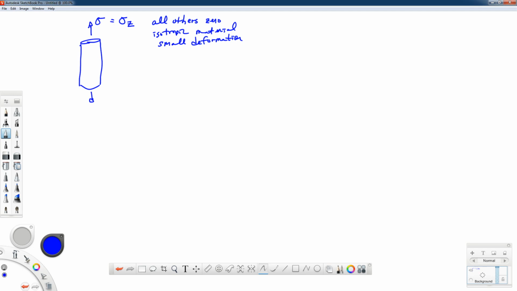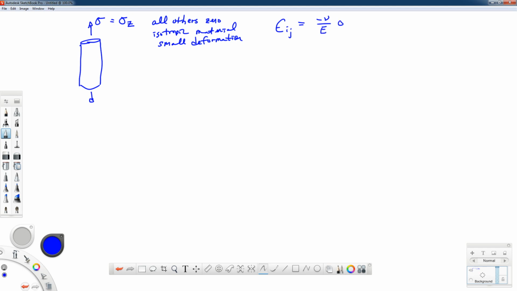And so for our example, I'm going to take sigma to be the stress in the z direction, in the vertical direction in my picture. And then all the other stresses are going to be 0. We'll have an isotropic material and we'll have small deformations. Well, we can write down what our stress-strain relations are. Here's the tensor form of our 3D Hooke's law.